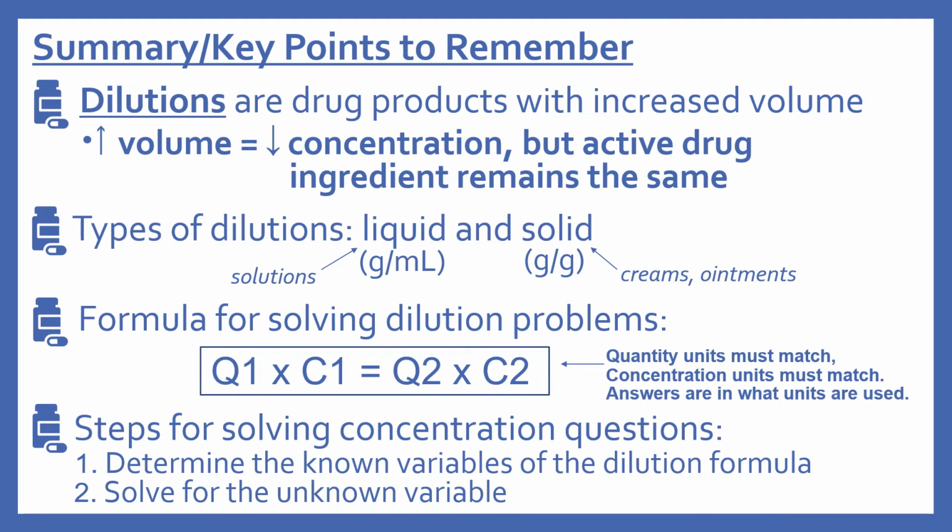Liquid ones are generally in grams per milliliter. This includes solutions. Solid dilutions are generally in grams per gram. This includes creams and ointments. And our formula for solving dilution problems is Q1 times C1 equals Q2 times C2, where Q stands for quantity and C stands for concentration. And remember, our quantity units must match and our concentration units must match. And the answers are going to be in what units are used.